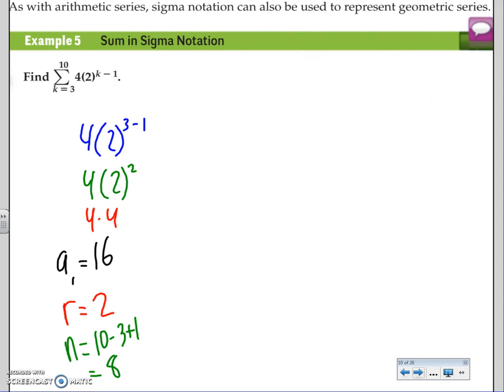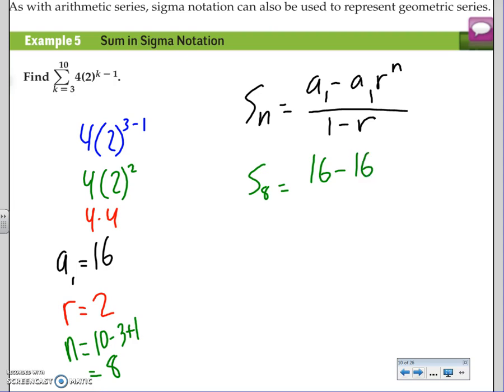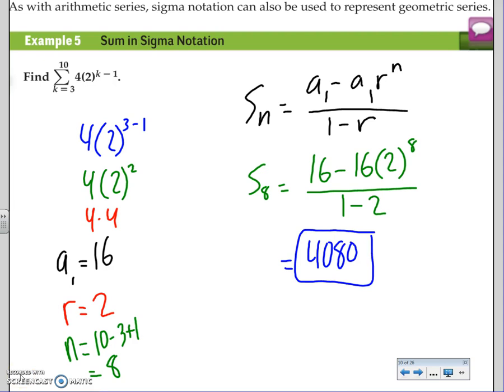Alright, knowing those 3 things, I can fill in the first formula. S of n of a geometric series is a sub 1 minus a sub 1 times r to the n power, over 1 minus r. Fill in what we know. So if you want S of 8, a sub 1 we found was 16, minus 16 times r, which is 2, to the n, which is 8, over 1 minus r, which is 2. You type that in the calculator, and your final answer is 4080. That's the sum of those 8 terms.